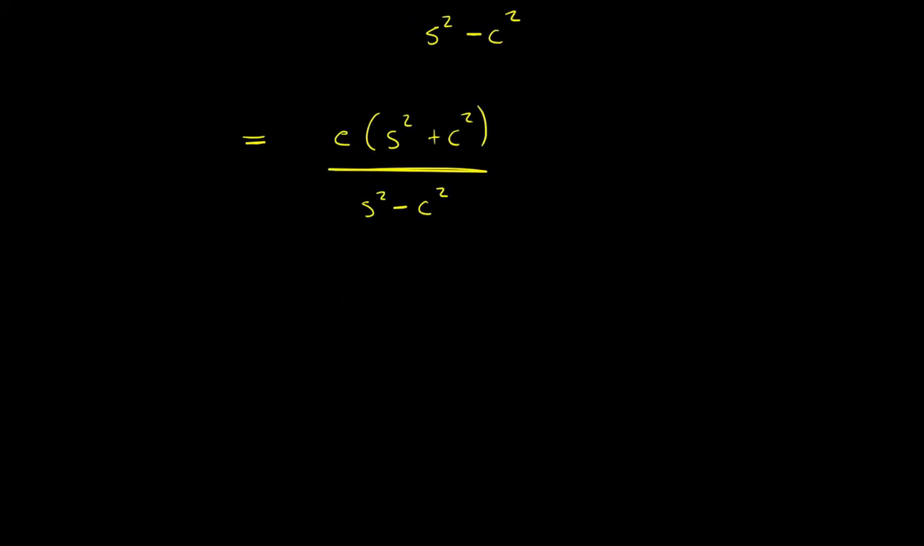And sine squared plus cos squared is just 1. It's an identity. So we're left with cos divided by sine squared minus cos squared, and that is the same thing as the right-hand side, and so we have shown the identity.